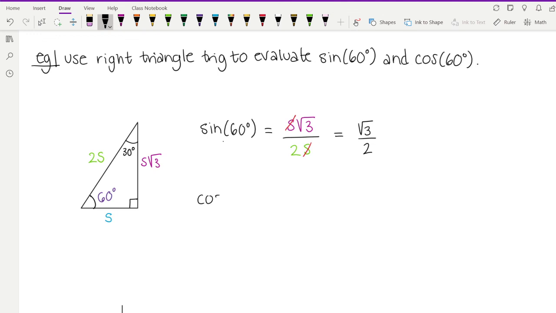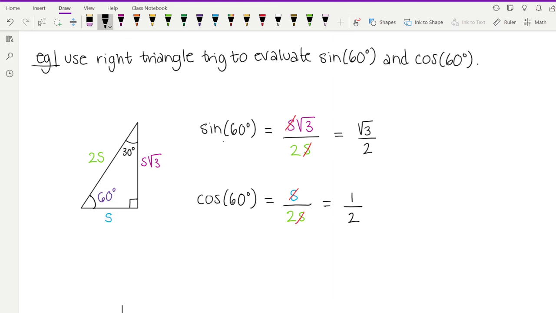But similarly, if we wanted to evaluate cosine of 60, well, we would do adjacent over hypotenuse, so that would be s over 2 times s. The s's would cancel out, and we would be left with 1/2. And once again, that agrees with what we should already know from the unit circle, the value of cosine of 60 degrees. And I really want to emphasize that we could have labeled these sides any way we want.